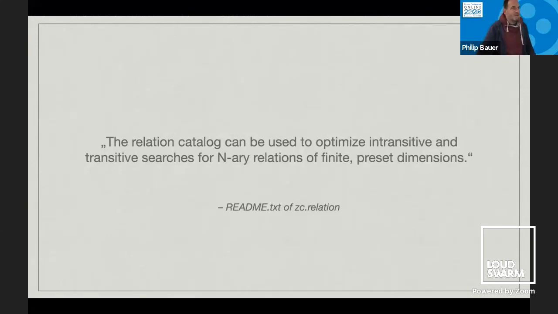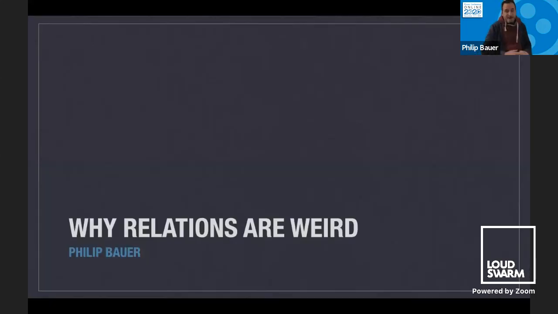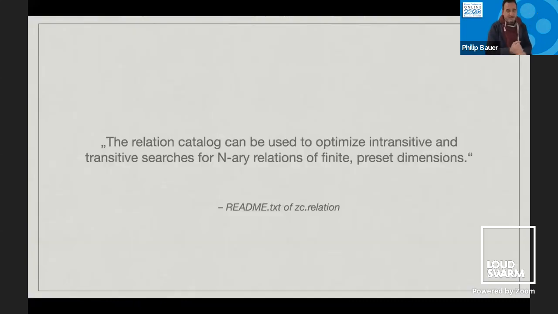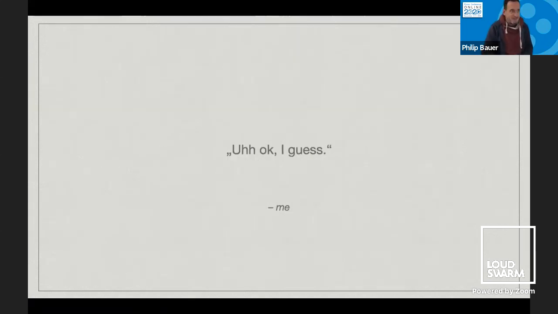Yeah, now, technology, not my strong suit, obviously. So, talking about relations in Plone and why relations are weird. Looking at the documentation for relations, you find the following sentence, and it's at the core of it: The relation catalog can be used to optimize intransitive and transitive searches of n-ary relations of finite preset. I think you get what I'm aiming for, because this is my reaction to that.